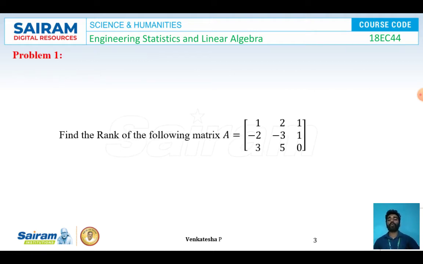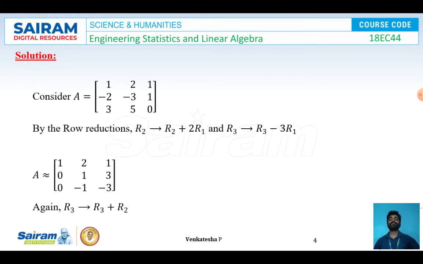Problem number 1. Find the rank of the following matrix. A is equal to [1, 2, 1; -2, -3, 1; 3, 5, 0]. From this matrix, we have to find the rank of the given matrix. To calculate the rank, we have to reduce the matrix into echelon form by using row transformations. By counting the number of non-zero rows, we can find the rank of the matrix. So the given matrix is A equal to [1, 2, 1; -2, -3, 1; 3, 5, 0].